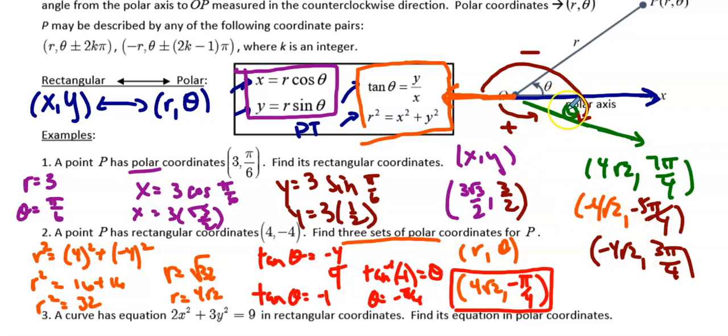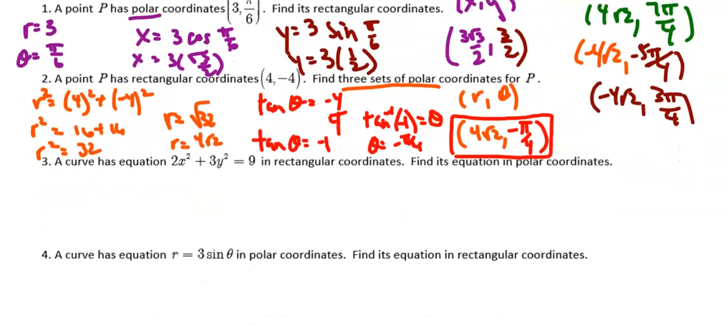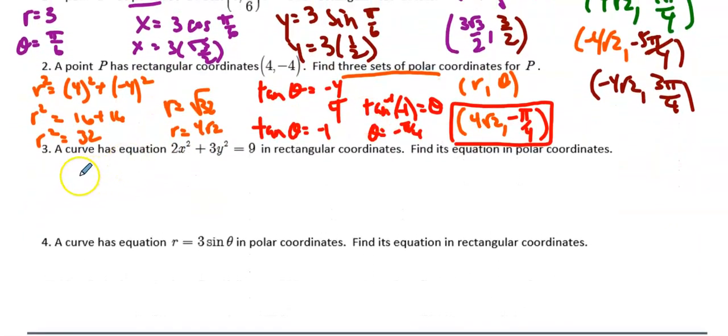Remember, the end game is to create the theta that we have when we initially solve our problem. So even though it says 3 sets, we actually found all 4 of them for this particular example. All right, so let us do the last 2 questions here. It says a curve has an equation of 2x squared plus 3y squared equals 9 and is rectangular. What's the equation of this in polar coordinates?